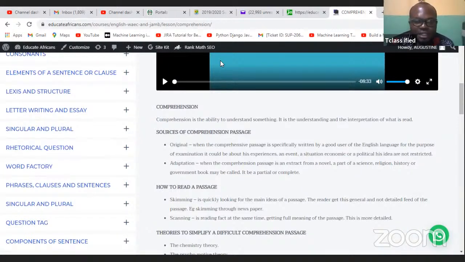So let's start immediately. So what is comprehension? Comprehension is simply the ability to understand something. So when you say, yes, I can comprehend what you're saying, you are simply trying to say that you can understand what somebody is saying. So to comprehend means to understand. So comprehension is the ability to understand something. It is understanding and interpretation of what is read. So when you read a passage, you're expected to be able to understand and interpret that passage.